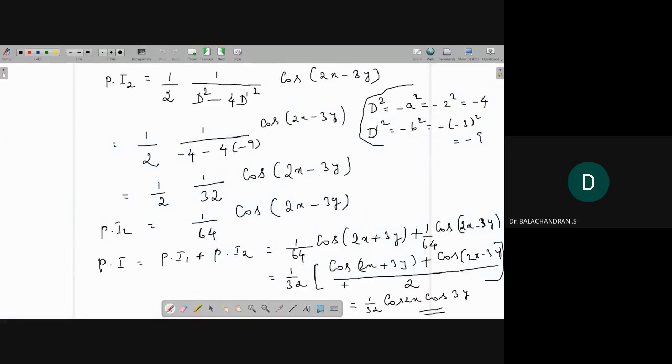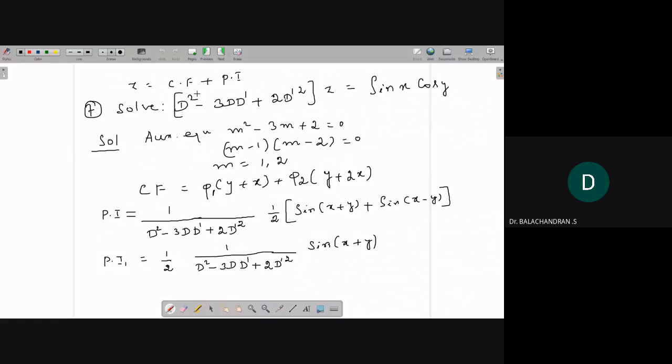I think this problem is over. So the final solution is Z equal to CF plus PI. Okay, next problem. D square minus 3D D dash plus 2D dash square into Z equal to sin X into cos Y. So here it is sin and cos, so you can't use that previous shortcut method.